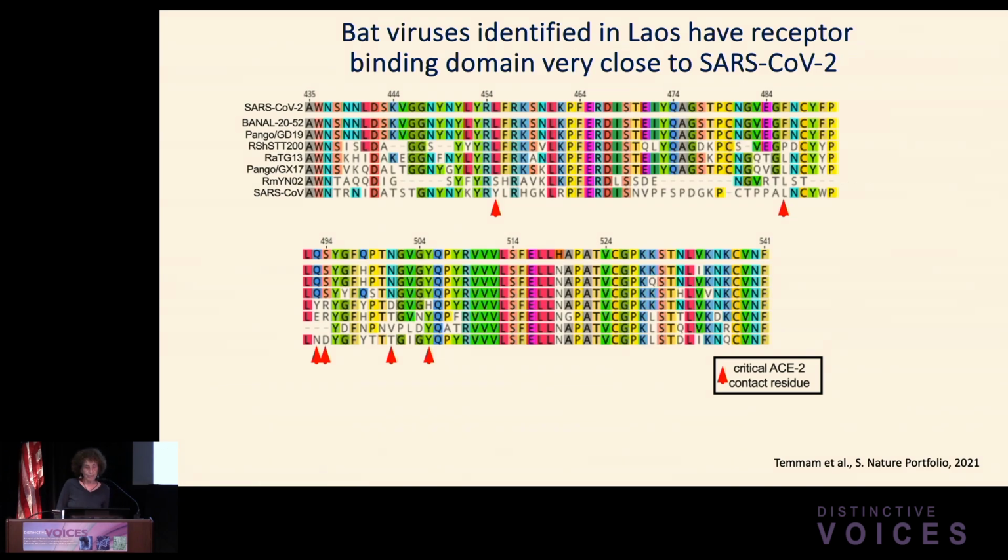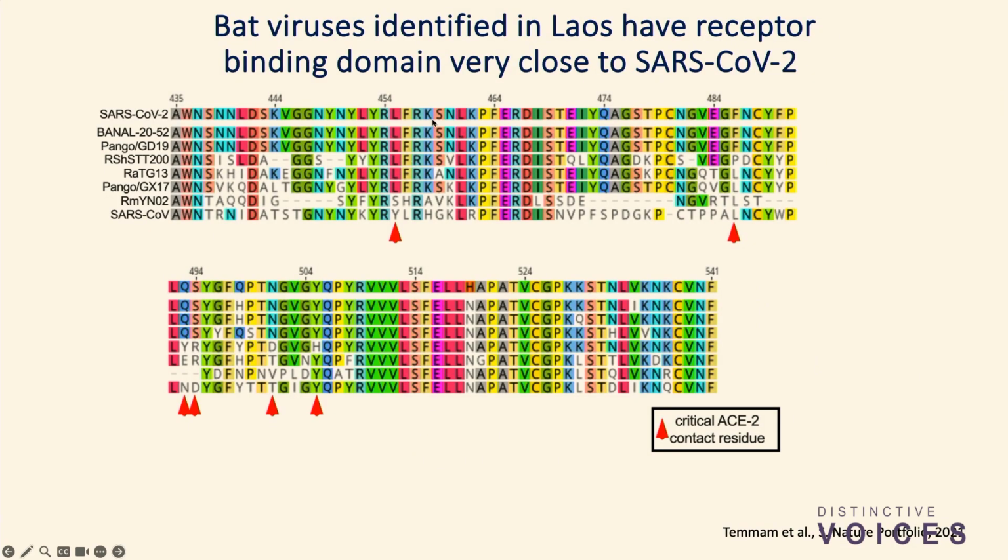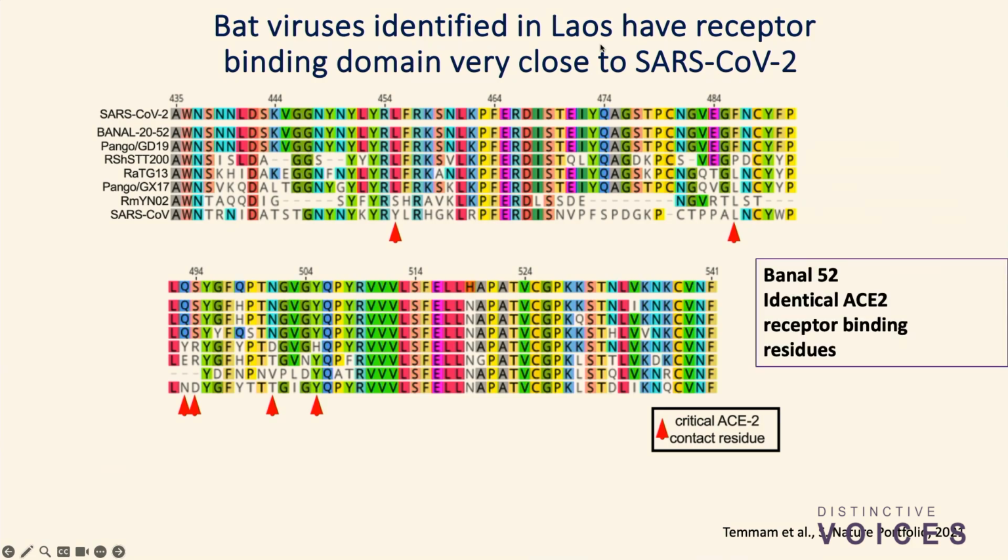Then people looked further, and some bat viruses were identified in Laos that have a very similar receptor binding domain to SARS-CoV-2, and a virus called BANAL-52 had identical residues binding to the ACE2 receptor. Without going into all the details, this viral spike had identical amino acids to SARS-CoV-2, pointed out with these arrowheads, so it looked like it could be a precursor, but we still don't really know. It's probably not the exact precursor, but we're getting closer to maybe finding a precursor in bats.